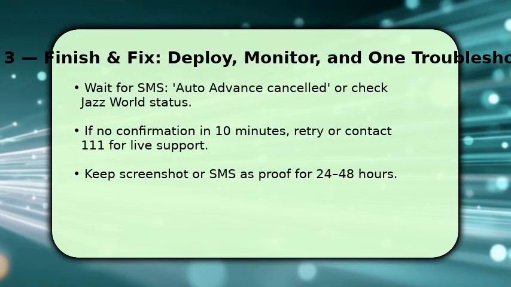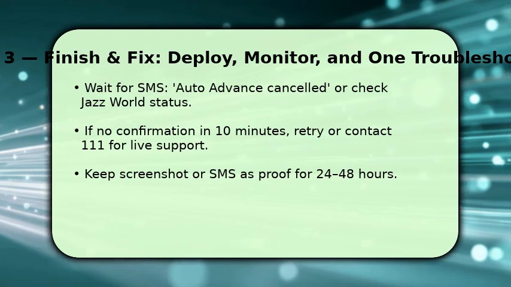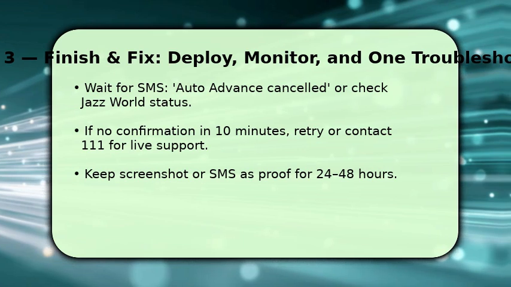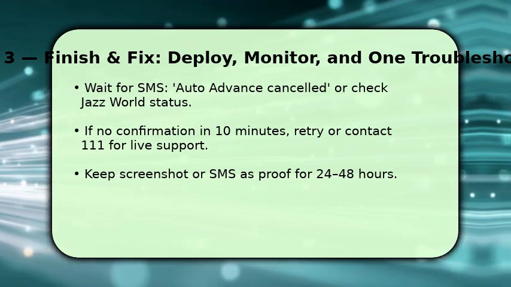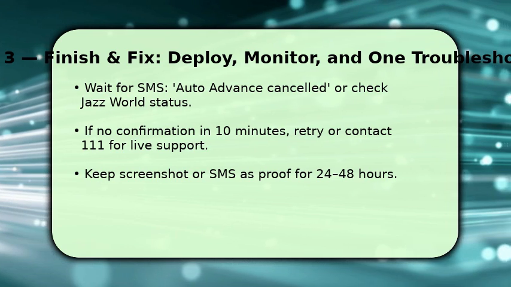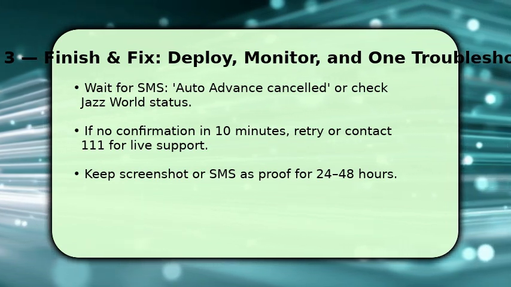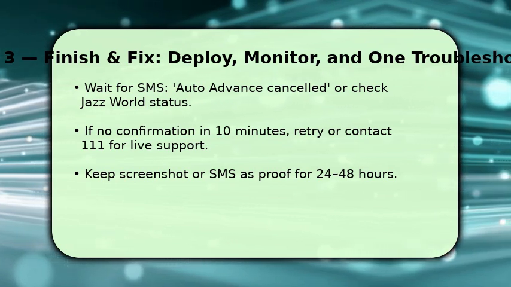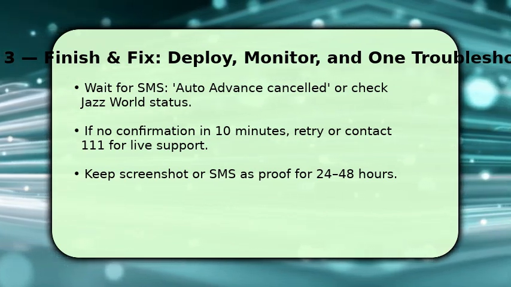Complete by verifying cancellation. Wait for the Jazz SMS that confirms Auto Advance is canceled, or reopen Jazz World to check the setting is off. If you don't receive confirmation within 10 minutes, try the cancel flow once more, and then call 111 for live support. Explain you attempted to unsubscribe and provide your number and time of request.